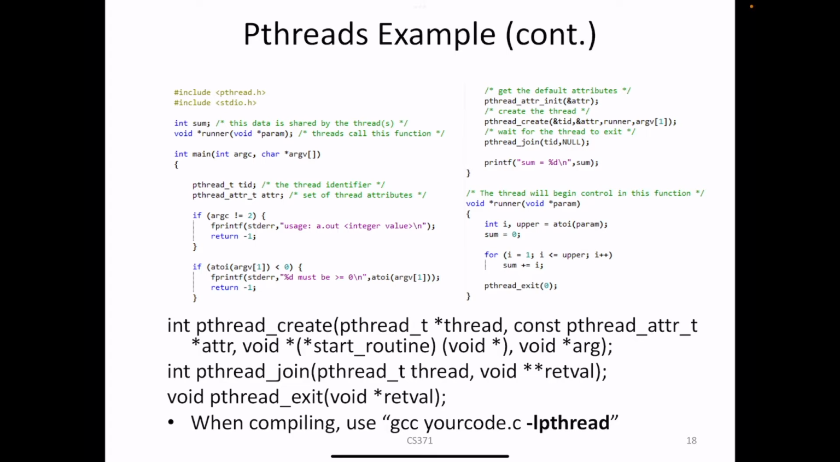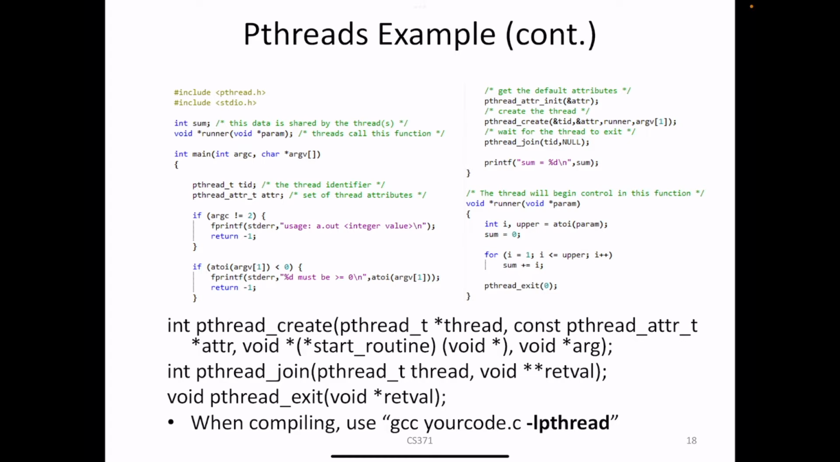At the very beginning, since we need to use the pthread library in this program, we need to include the pthread.h header file, so that later we can call the pthread functions directly from this header file. Then we create a global variable sum to hold the final result.